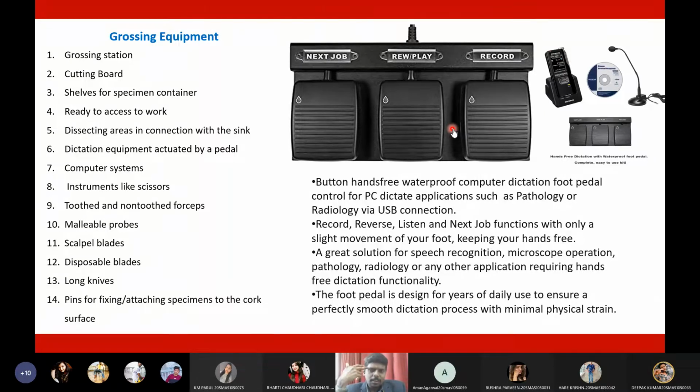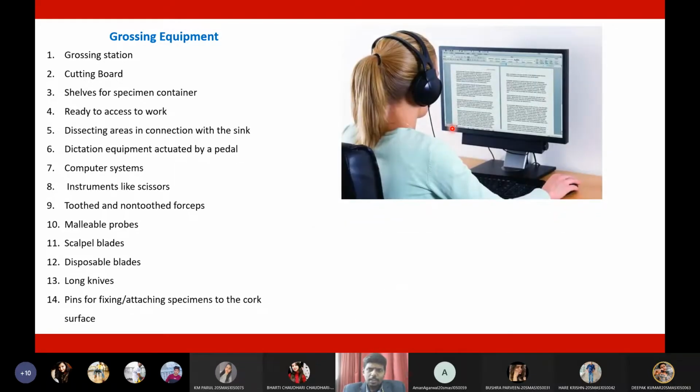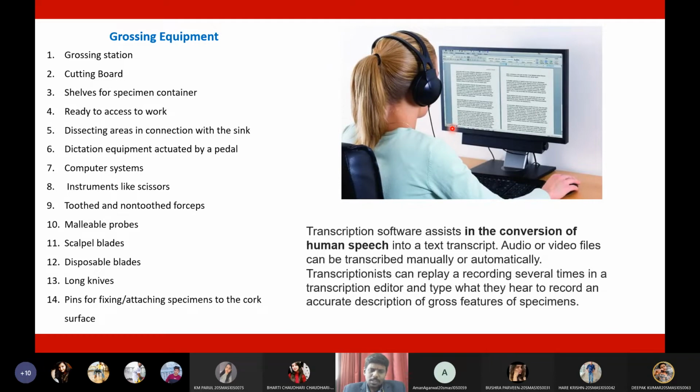The specs themselves have a camera. With just a voice command, you can record. I think Facebook recently released, and Google already released Google Glass. So all these are available nowadays in the labs. Okay, these are dictating equipment. Then we require transcribing software. So what does transcribing software mean? Whatever we are recording will be automatically typed in the computer.